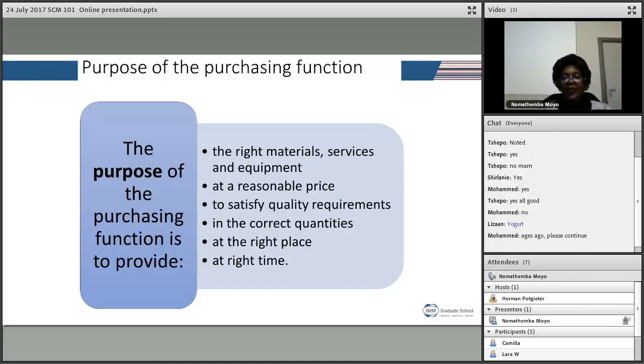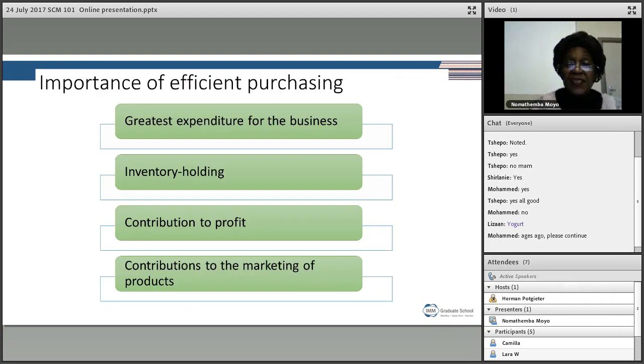Purpose of the purchasing function. The purpose of the purchasing function is to provide the right materials, services, and equipment at a reasonable price to satisfy quality requirements in the correct quantities at the right place at the right time.